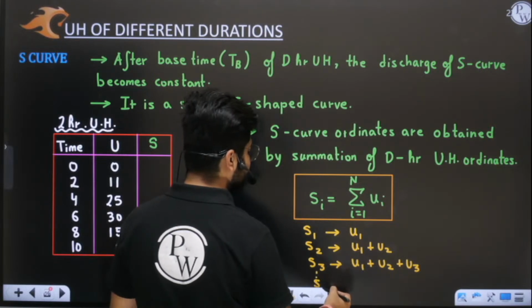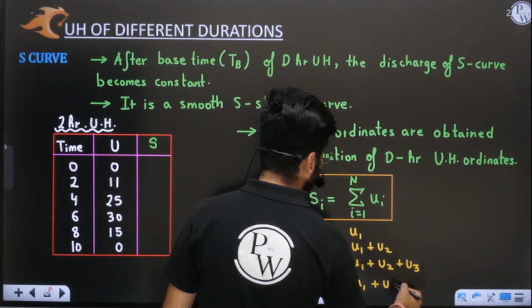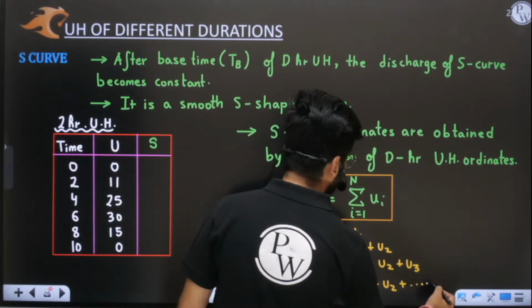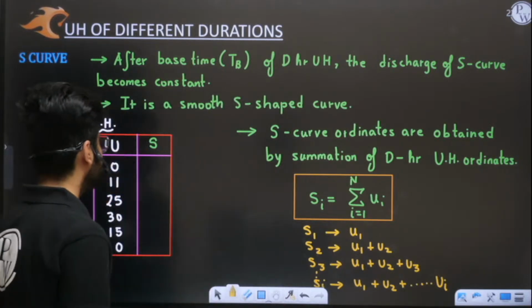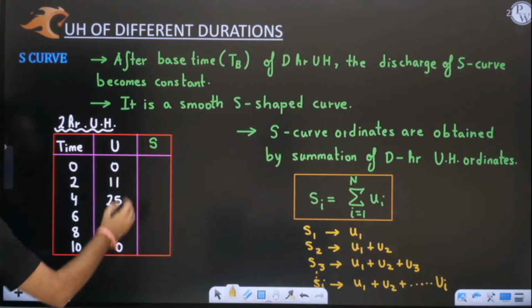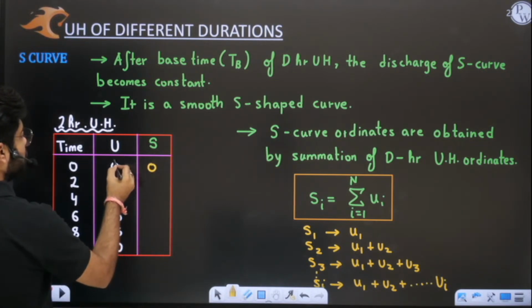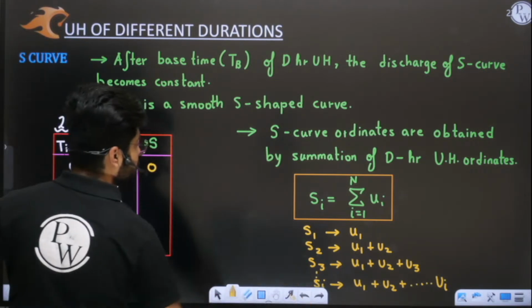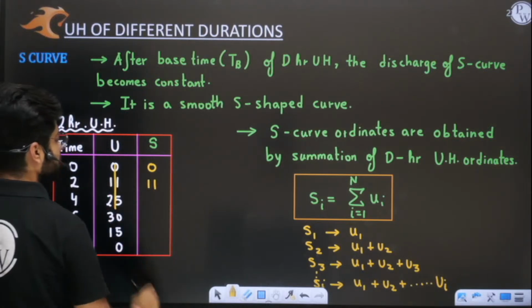If I want to write Si, I have to sum from 1 up to the ith term. So this is the value. The first S curve ordinate will be only 0. Now the second one will be the sum of both of them, so 0 plus 11 is 11. Now if you want to write the third one, add these.